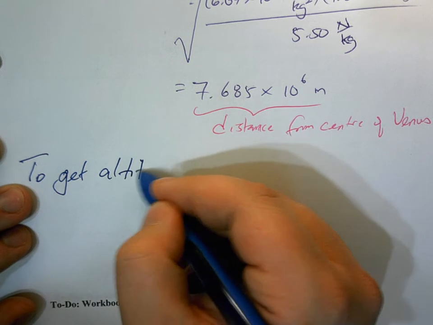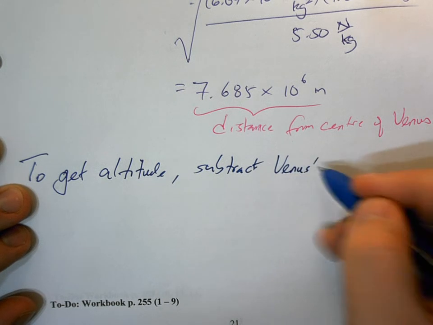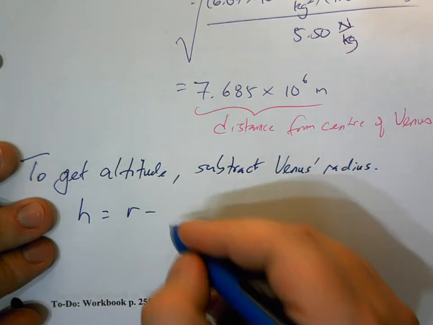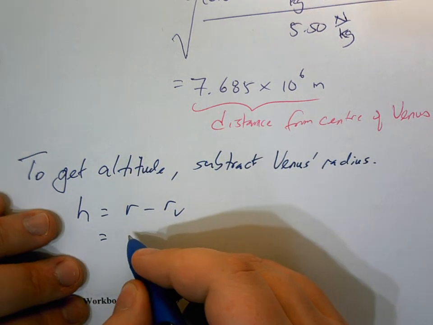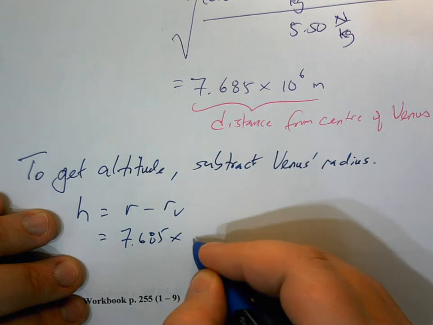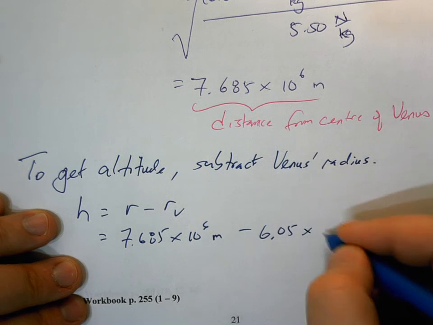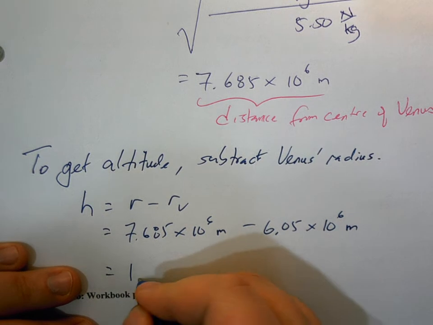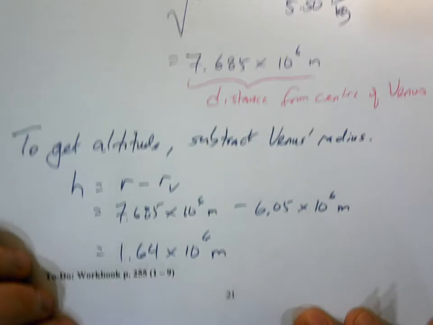So to get the altitude, subtract Venus's radius. So the altitude is going to be that r value we just found, and we're going to take off the radius of Venus, which we were given in the problem statement. So we got that 7.685 times 10 to the 6 meters that we found, and then the radius of Venus, we have that 6.05 times 10 to the 6 meters. So lastly, what we're going to get is about 1.64 times 10 to the 6 meters.